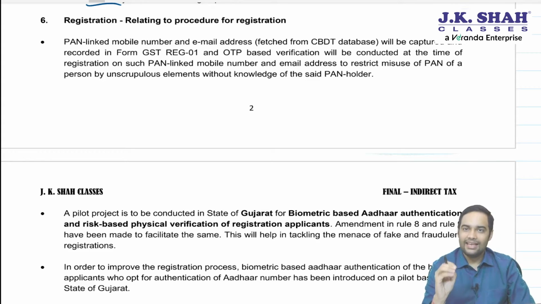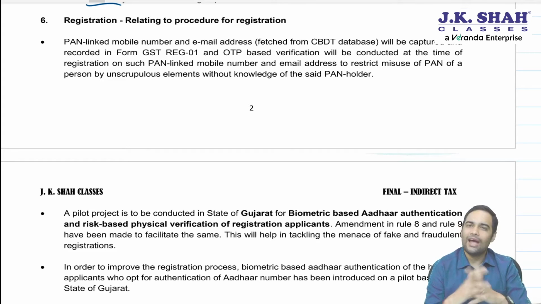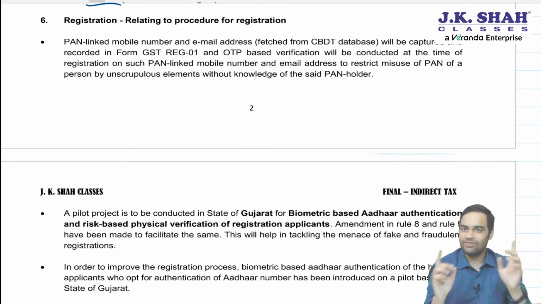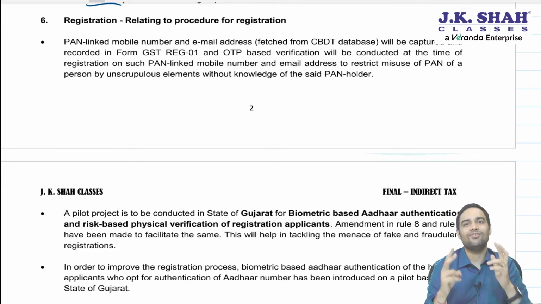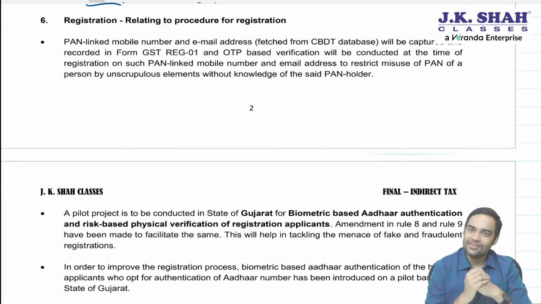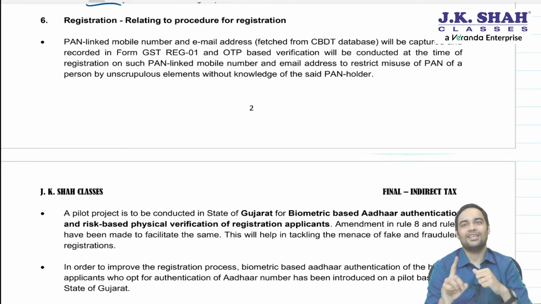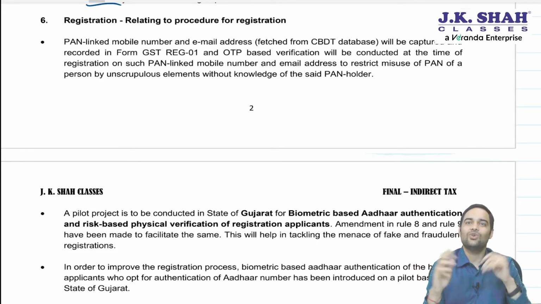Now, in case of registration, what was the difficulty being faced? The difficulty was that the PAN of certain persons who are underprivileged or who have not used it for a long time was being used by fraudsters. What were they doing? These fraudsters were using the PAN of the other person and taking fake GST registration. Why take a fake GST registration? So that the recipient can take ITC and then you don't file the returns. This was happening in India.